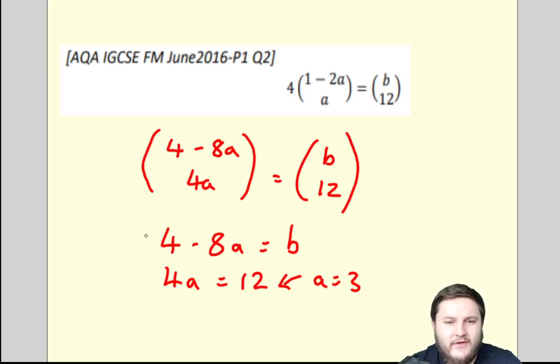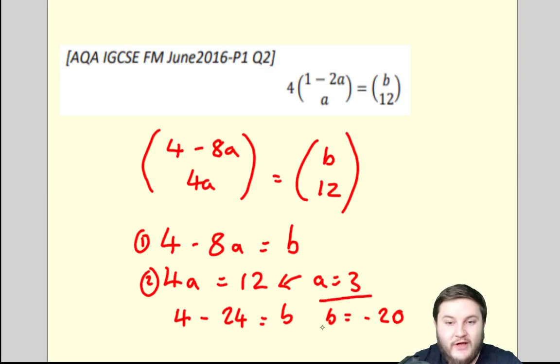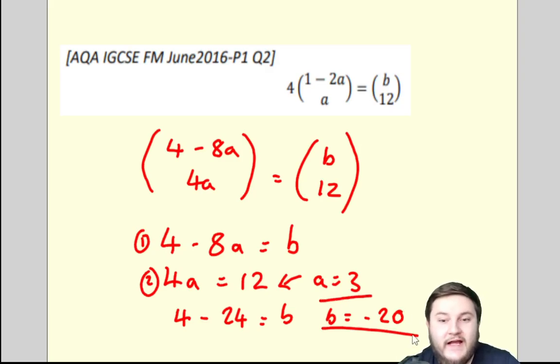And then by looking at the first equation, if we know a is 3, then 4 take away 8 times 3, which is 24, must equal b. So b is equal to negative 20. So actually you can work out unknown values using the idea that we've just talked about. But when it's vectors and scalar multiples, that tends to be okay. It's when we are multiplying matrices with each other that it starts to get tricky.